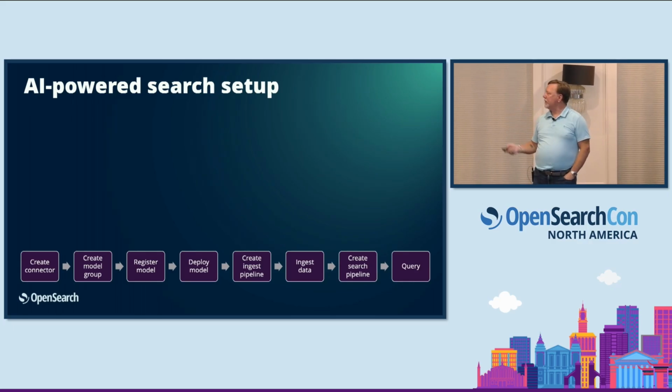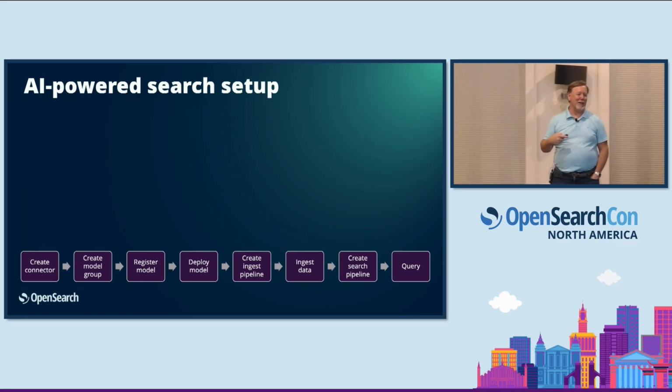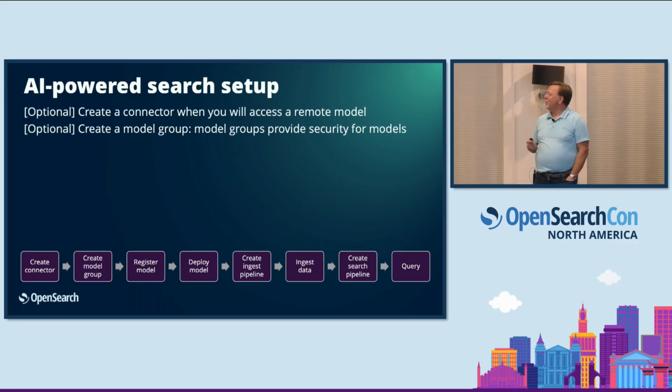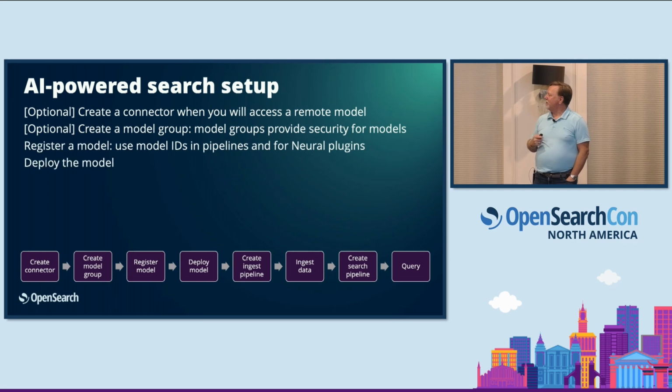You have to create a connector. There's a model group, which provides security on top of models. You have to register a model. You have to deploy a model. You have to create an ingest pipeline. You have to ingest data. You have to create a search pipeline. And then finally, you can query, right? You have to ingest your data too. So these are the steps.